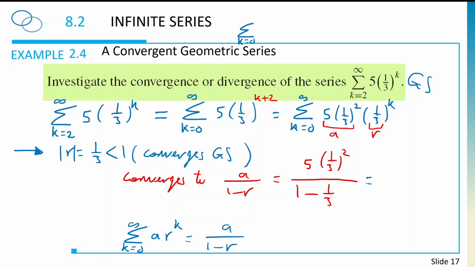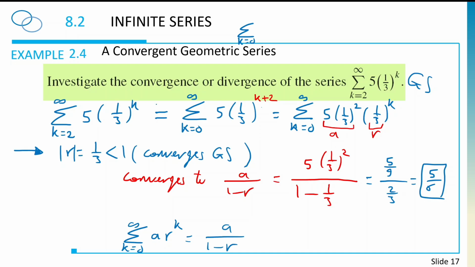So this equals 5 over 9 over 2 over 3, and this equals 5 over 9 times 3 over 2, and this equals 5 over 6 again. So this equals 5 over 6. Okay, so this geometric series converges to 5 over 6.